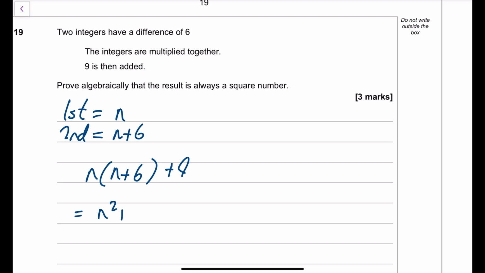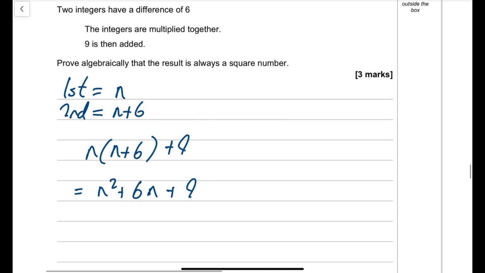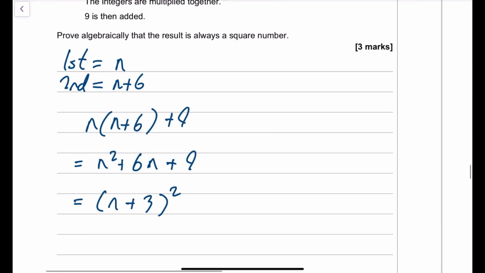So I'm going to look at this expression. I'm going to multiply it out. That's what I get. Oh, and then that factorizes. That could be written as n plus 3 all squared, i.e. that's a square number.